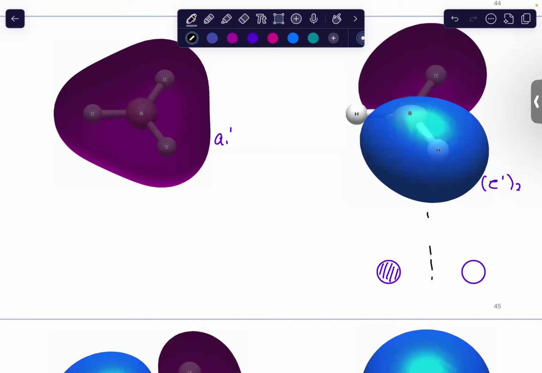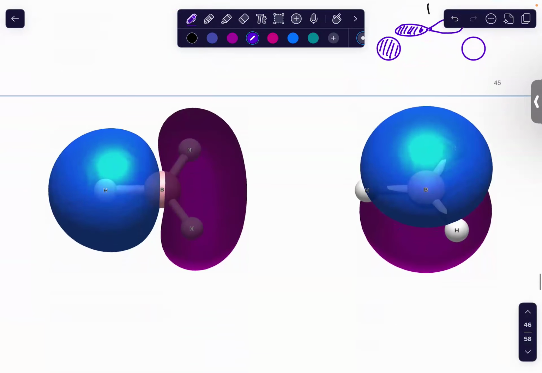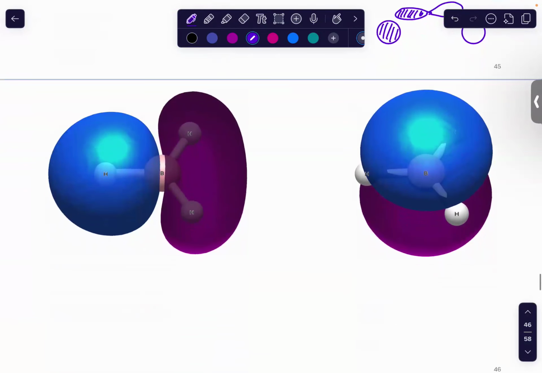Your node center. And then you have your... So that's gonna be that one. That one's gotta be E prime one. Yep, that one's E prime one. And then that one's your 2pz, the A2 double prime, I guess.